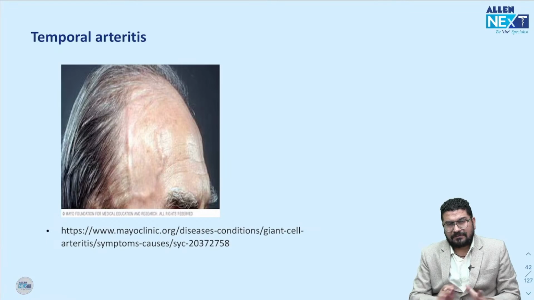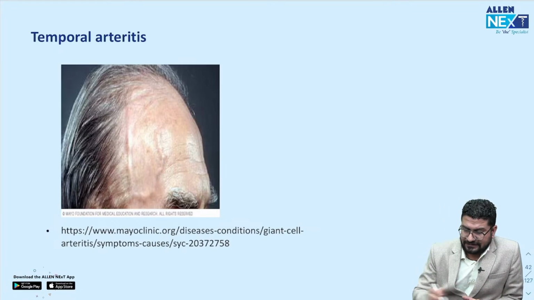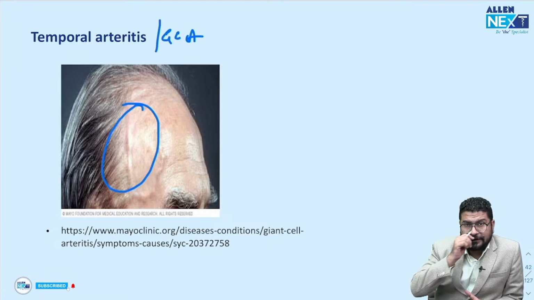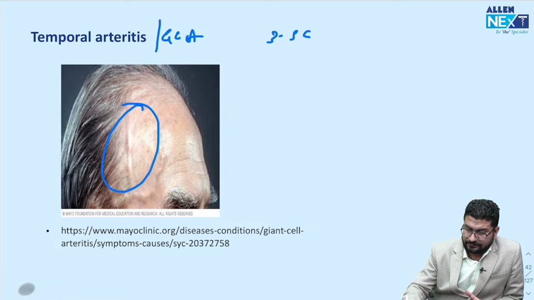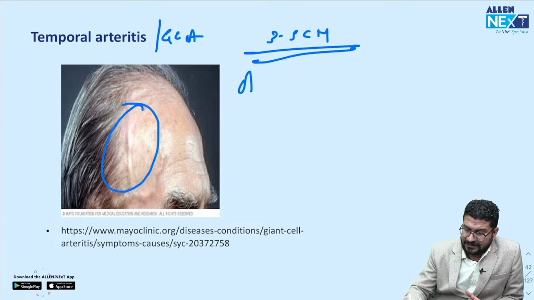Let us now see some of the images that they can ask in exam and some of the possible MCQs. So remember, temporal arteritis or giant cell arteritis, it is a large vessel vasculitis. So you can see a 3 to 5 centimeter biopsy is needed. So what are the questions they can ask you? Like here you can notice altitudinal hemianopia.